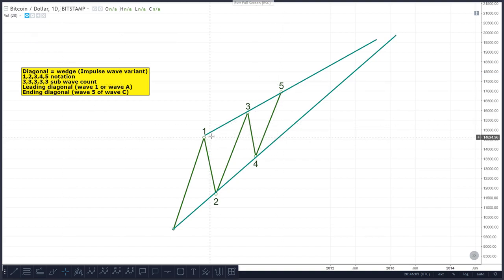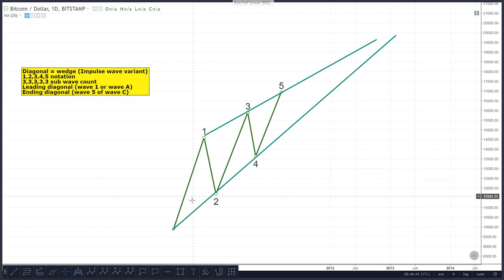Now it's very important, because it is an impulse wave, we label it with numbers rather than letters. As I've mentioned in my previous tutorials, corrective patterns are labeled with letters, whilst impulse waves are labeled with numbers. I've seen time and time again Elliott Wave traders making this very big mistake where they'll label the waves A, B, C, D, E rather than 1, 2, 3, 4, 5. They'll recognize the wedge shape, but they'll call it an A, B, C, D, E, and then from there you expect a huge impulse in the opposite direction.